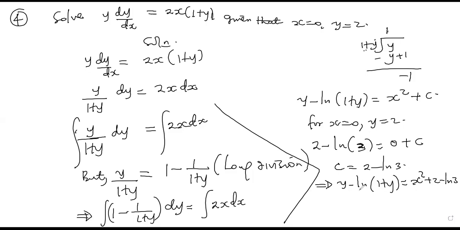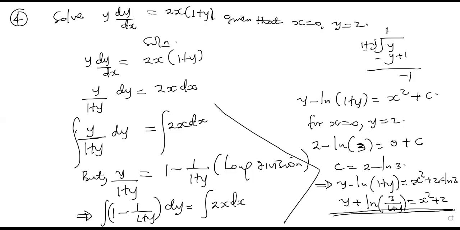So having this now, it means that we shall have y plus this ln, let it come this side. So it will be ln 3 minus ln(1 plus y). So it will be ln of 3 over (1 plus y) is equal to x squared plus 2. And this is the solution or the final answer.